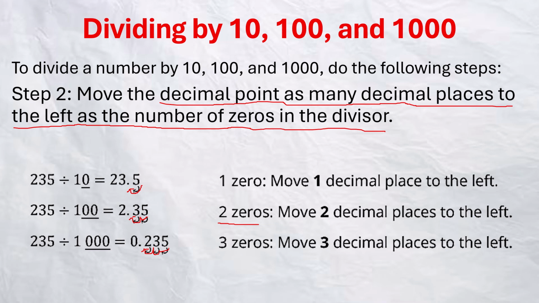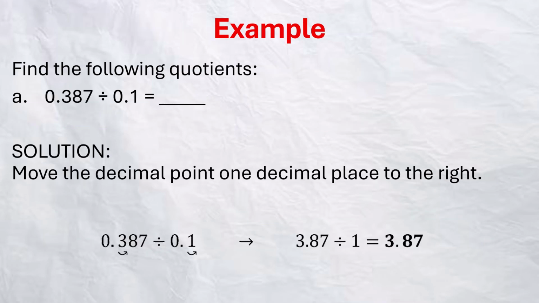So for the quotient, for the first equation, we have 23.5. For the second one, we have 2.35. And for the last one, we have 0.235. Let's have the following examples.